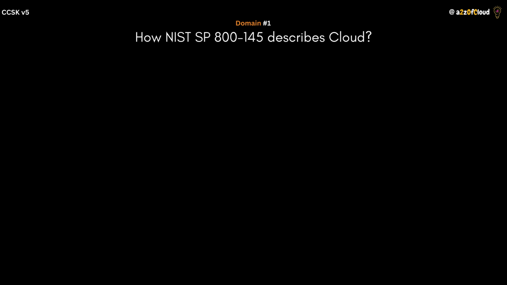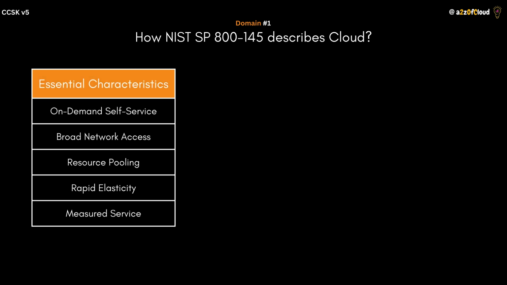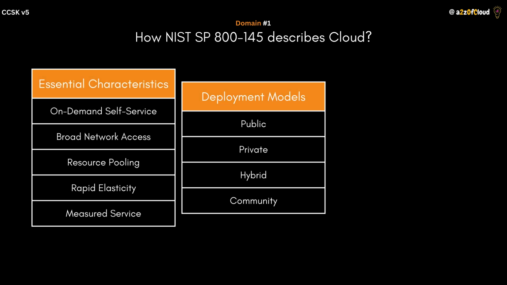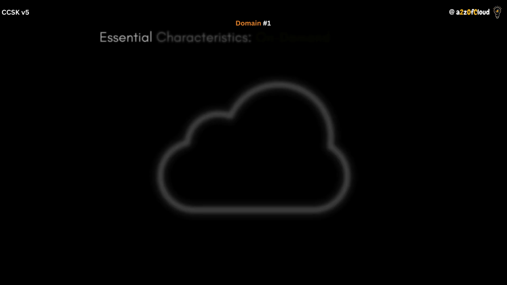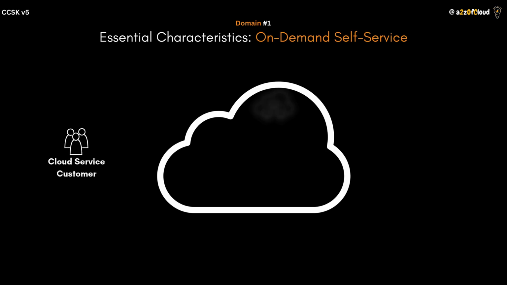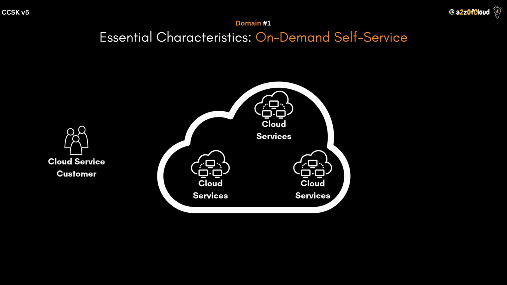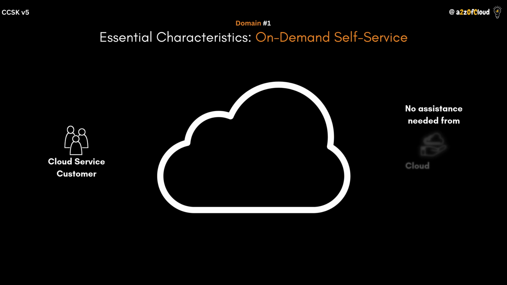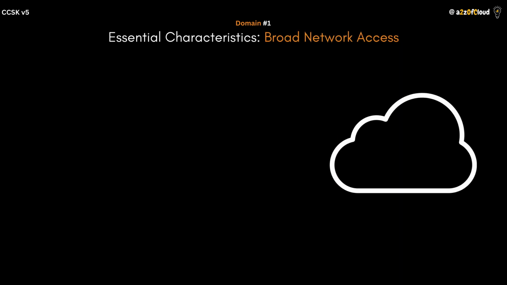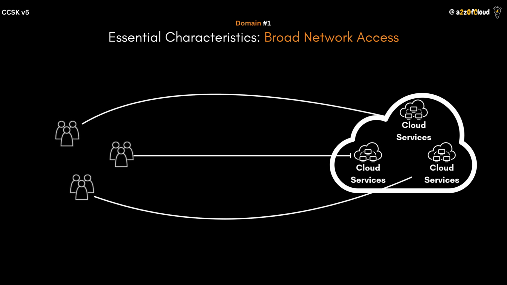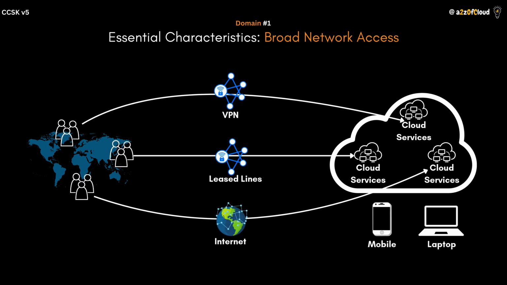National Institute of Standards and Technology describes cloud computing based on 5 essential characteristics, 4 cloud deployment models, and 3 cloud service models. Let's start with the essential characteristics of cloud. On-demand self-service. Cloud service customer can provision or deprovision cloud services as and when needed without being assisted by the cloud service provider. Broad network access. The cloud services are accessible by cloud service customer from anywhere over a private network or internet using any computing devices.